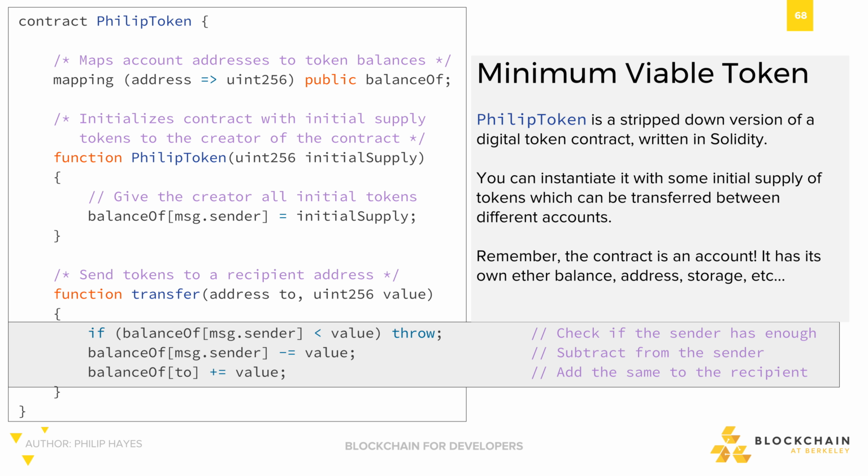This is what a smart contract looks like. This is the Philip token. Basically, you can instantiate it with some initial supply of tokens, which can then be transferred between different accounts. And remember that the contract is an account and has its own ether balance, address, and storage, and that's where the balance is taken from. So it's pretty cool. This is a very stripped down version, so this is not actually what your code will look like, but this is the simplest form of it.